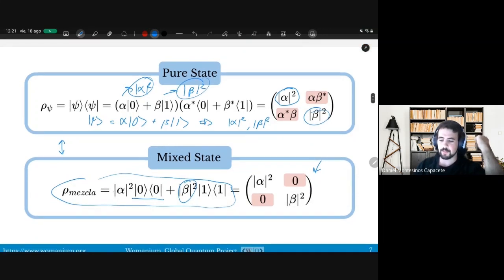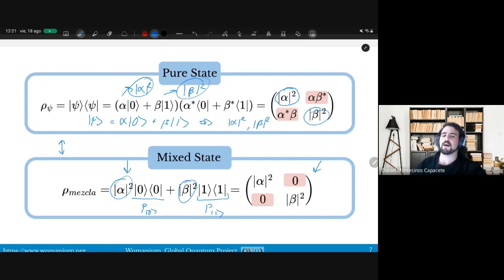And in the mixed state, we have exactly the same situation, because here we have the modulus square of alpha as the probability to be in the zero state, with the density matrix given by the zero state, and here the density matrix for the one state. So for this pure state and this mixed state, we have the very same probability to be in 0 and 1.